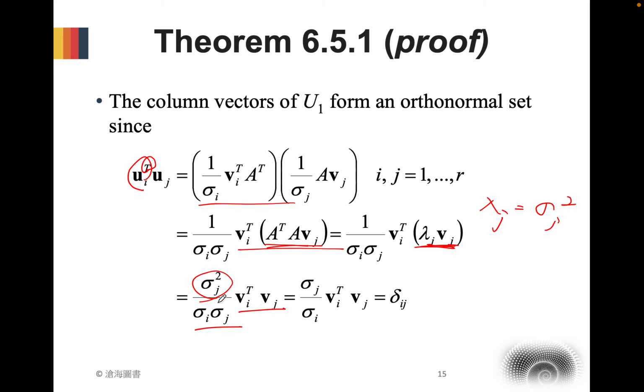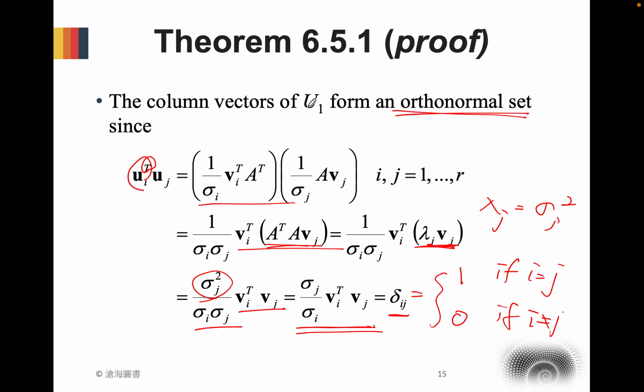And we divided by sigma J, so finally we got one over sigma I sigma J times VI transpose Vj. This value is equal to delta Ij, which is equal to 1 if I is equal to J, and equal to 0 if I is not equal to J, right? We can verify this. So this is the criteria of an orthonormal set. So the column vectors of U1 form an orthonormal set.